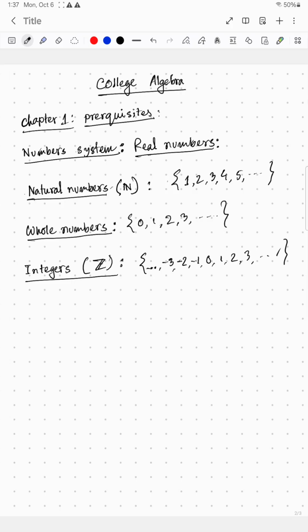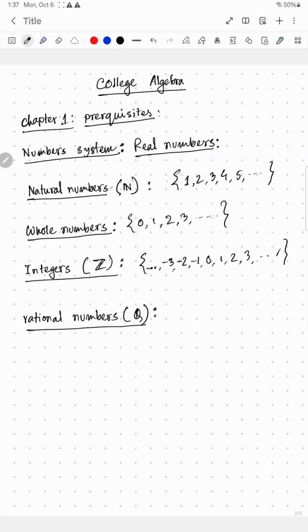Okay. Now, above these integers, the bigger number set is called rational numbers. All right. So, what are rational numbers? The rational numbers are denoted by a Q. Okay. What are rational numbers? Rational numbers are just the fractions.